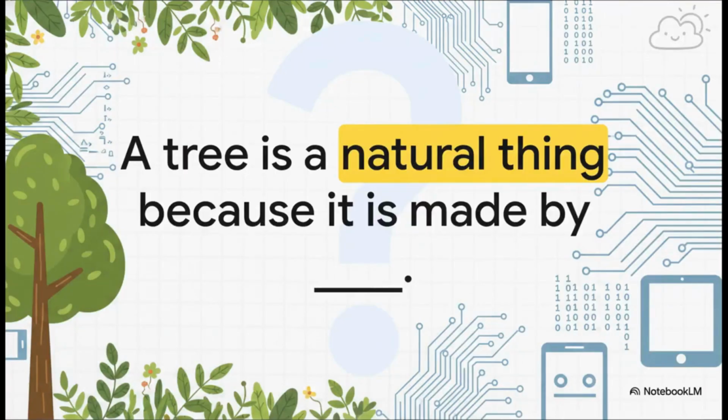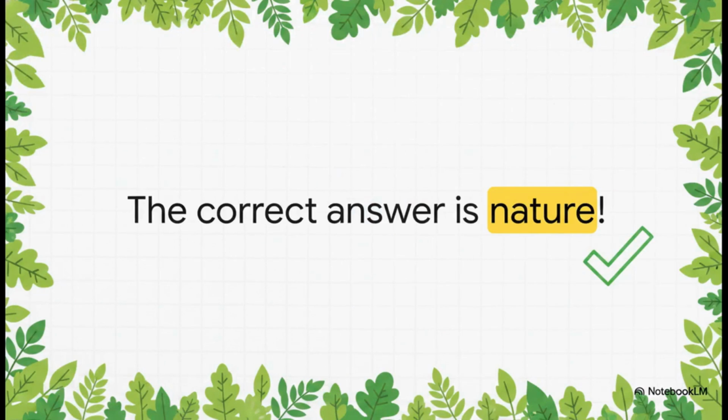Okay, jumping down to the fill in the blanks section. Question 1. A tree is a natural thing because it is made by blank. And we've got a handy word bank here: nature, gadgets, doodle, AI, robot. Take a second. Which one logically fits? The correct answer is nature, of course. A tree is a natural thing because it is made by nature. That directly references that awesome vertical comparison chart between natural and artificial things we looked at earlier. You guys are doing great.